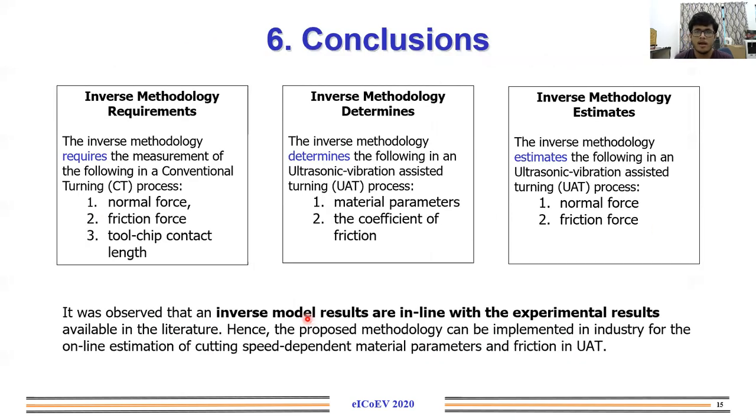In conclusion, what I would like to say is that our inverse model requires 3 values: the normal force, friction force, and the tool chip contact length from the conventional turning process. And what we can help predict with our inverse model are the material dependent parameters and the coefficient of friction, which will help us in designing of the UAT process.